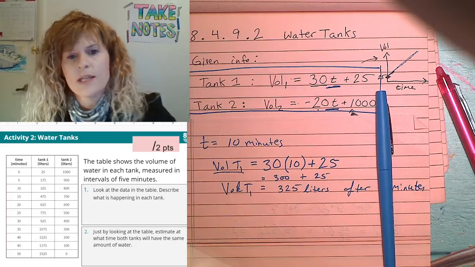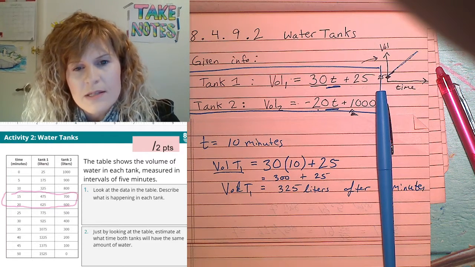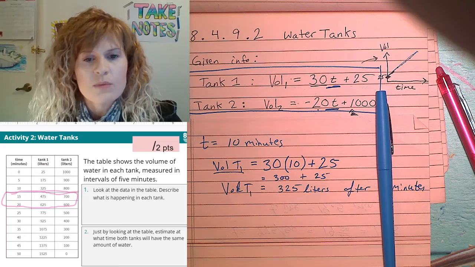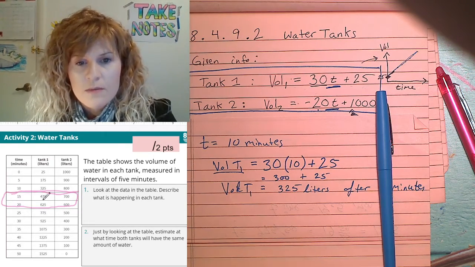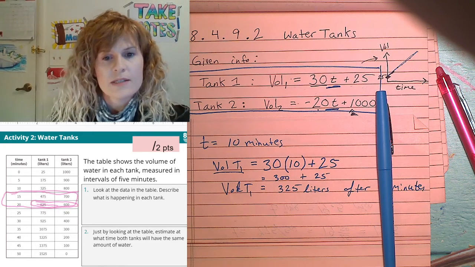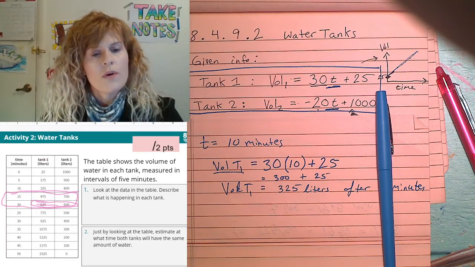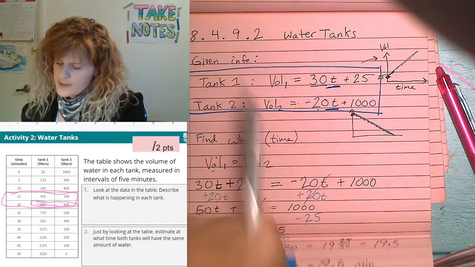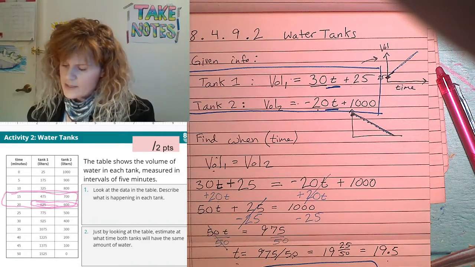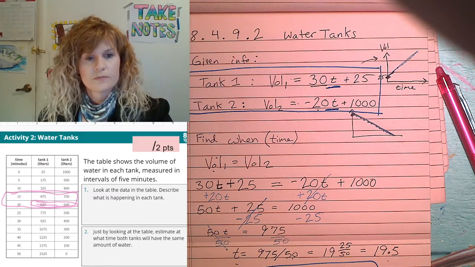We estimated that somewhere between 15 and 20 minutes, both tanks would have the same volume of water. It looked like it would be just a little less than 20 minutes. So how accurate were we? Well, the answer we got was that they would both have the same volume of water in 19.5 minutes. So we were accurate.